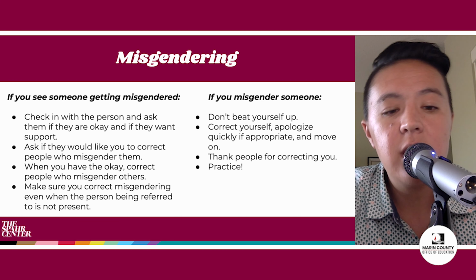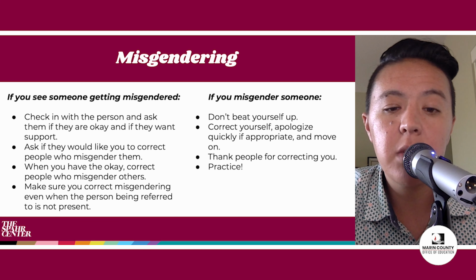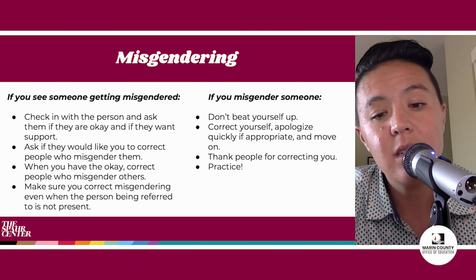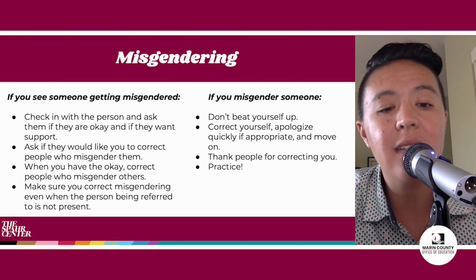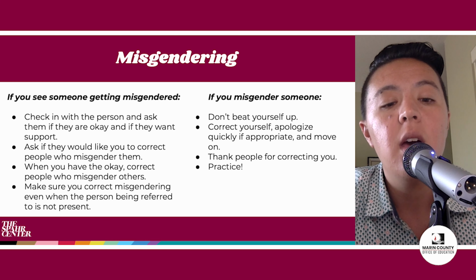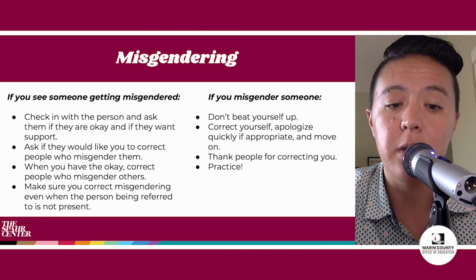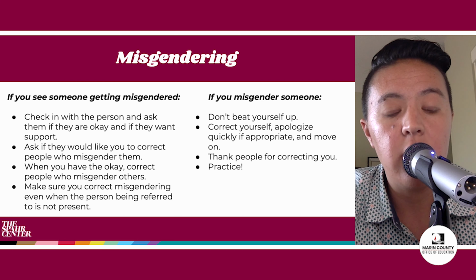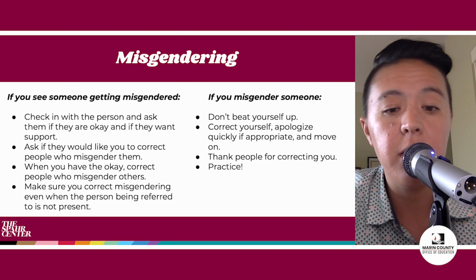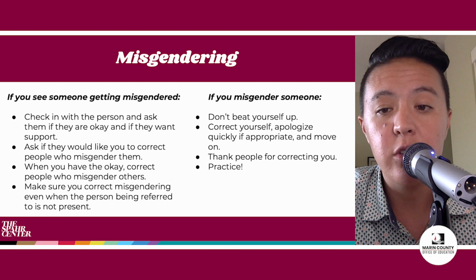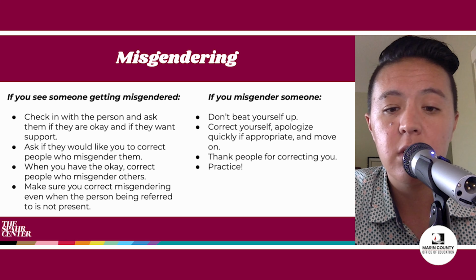And now if you see or hear someone being misgendered, whether you're an active part of the conversation or not, check in with that person and ask them if they're okay and if they want support or how you can support them. This might be best to pull them aside and speak to them one-on-one and ask if they'd like you to correct people who misgender them. And if they say yes, then do that. This is a great moment of allyship, and we'll get into bystander intervention soon.